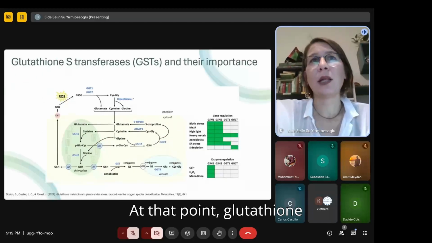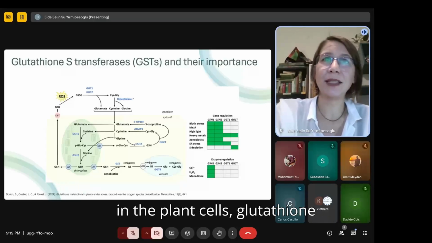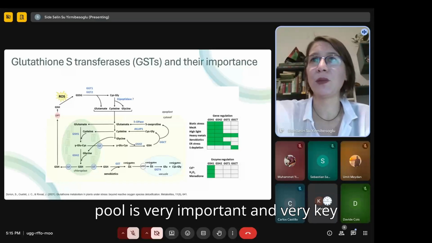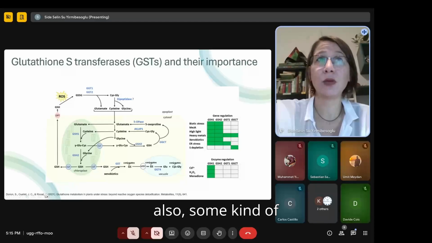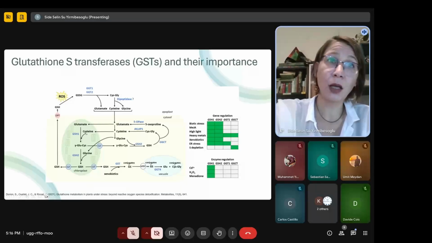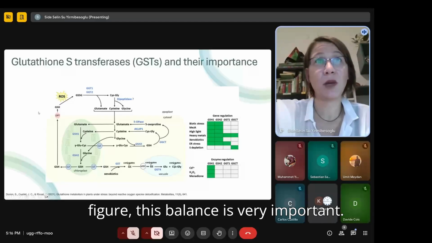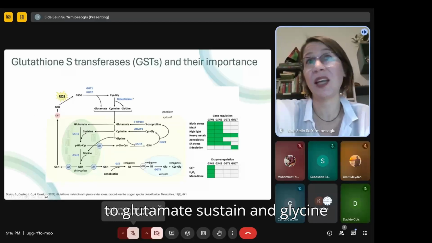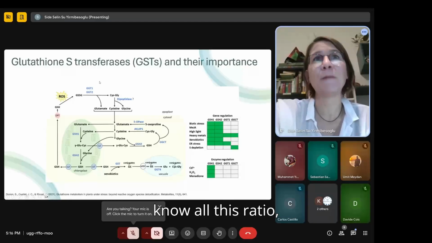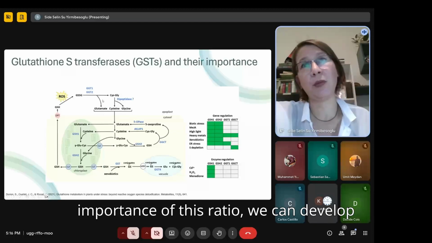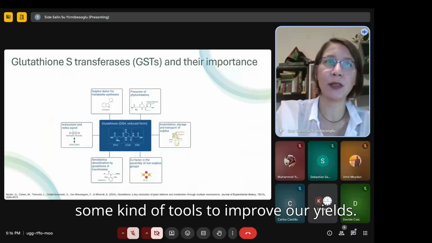At that point, glutathione S-transferases are very important because in the plant cells, the glutathione pool is a very key module of the redox homeostasis. And also, as you can see from the figure, this balance is very important to glutamate, cysteine, and glycine metabolism as well. So therefore, if we know the importance of this ratio, we can develop some kind of tools to improve our yields.